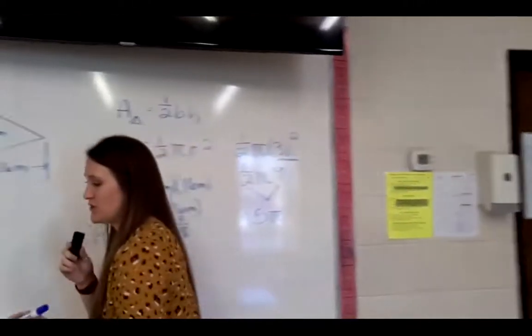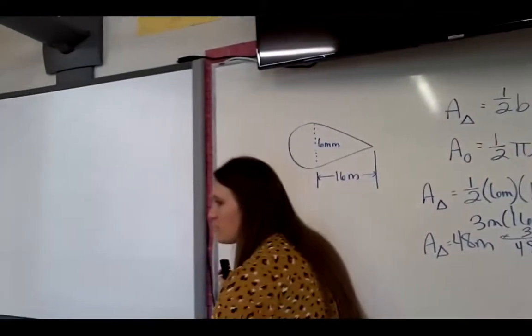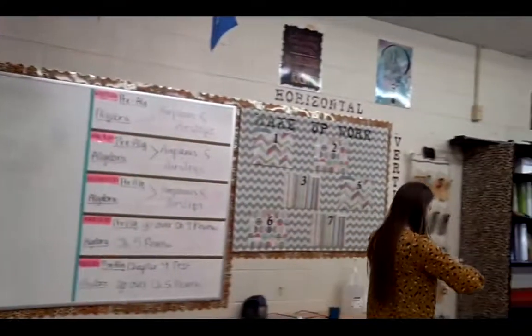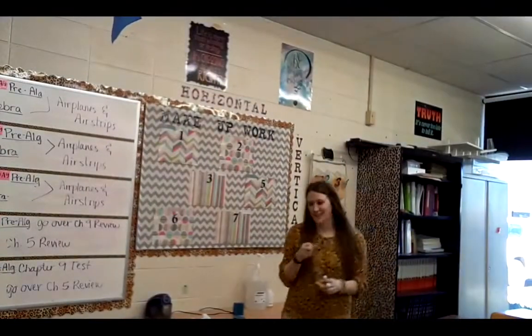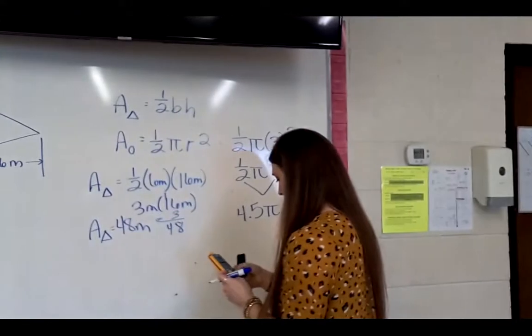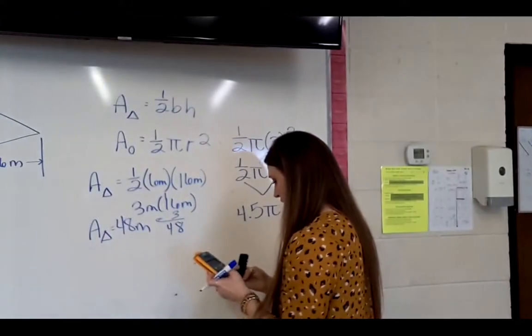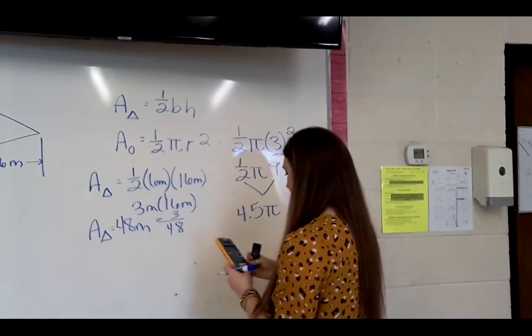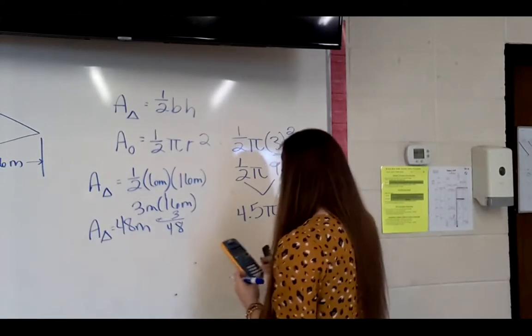I'm trying to remember. I just went blank on if we should leave it as pi or not. And I forgot a calculator. And the bell might ring in just a second. Let's see if I can get this. Okay. 4.5 pi. We get 14.13. I may leave it pi for now.